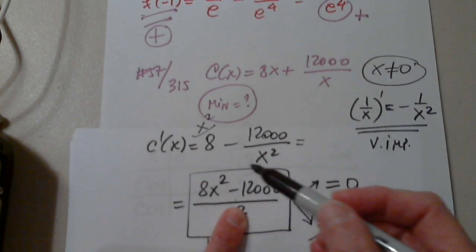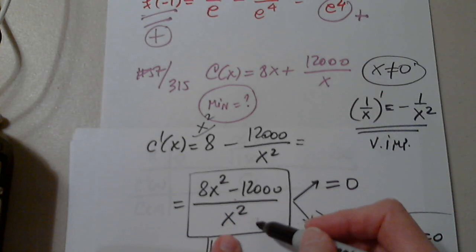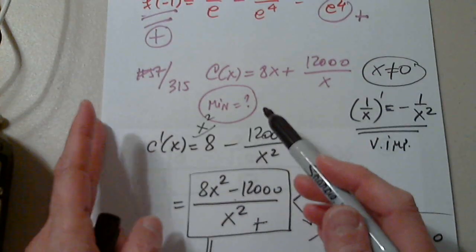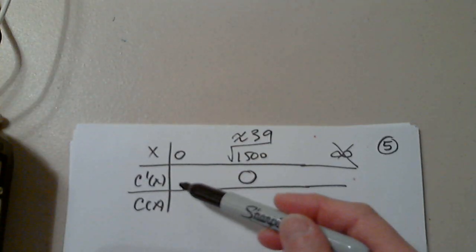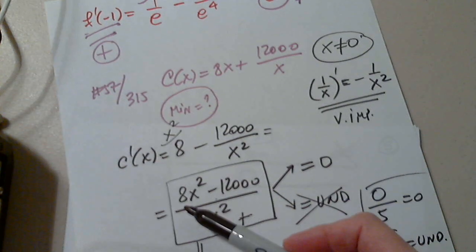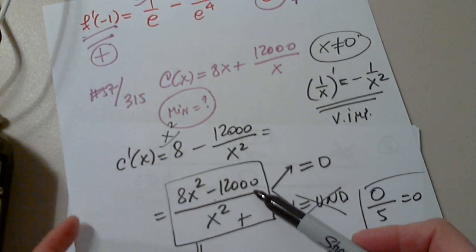When I plug in 0, what is the sign of the numerator? Because I'm testing this side with 0. Positive? Yeah, careful. 0 minus 12,000. Negative. Good.